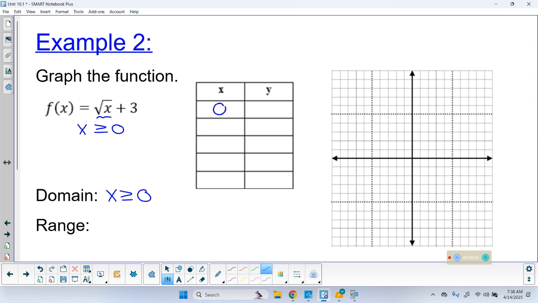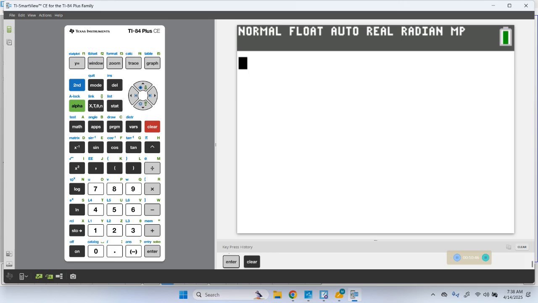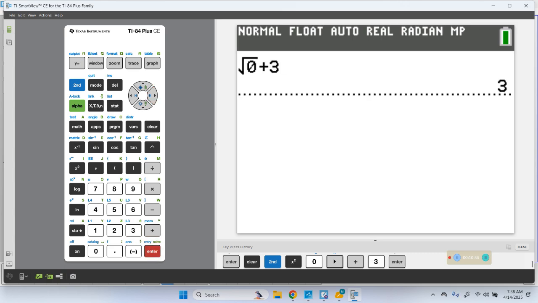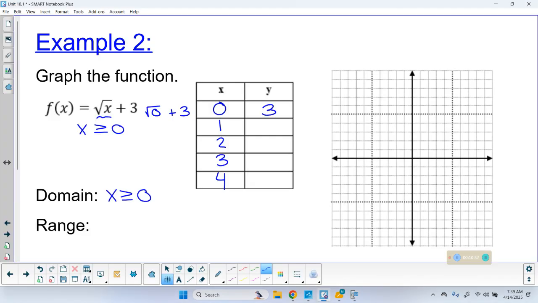So that means 0 is going to be the first x value, greater than or equal to, count up 1, 2, 3, and 4. Now we're going to take each x value and plug it into the equation. So if you plug 0 into x, it'll be the square root of 0 and then +3. So when you guys plug this into your calculators, you would have the square root of 0. Because 3 is on the outside, you have to hit the arrow over and then +3, and you end up getting 3 for your y value.